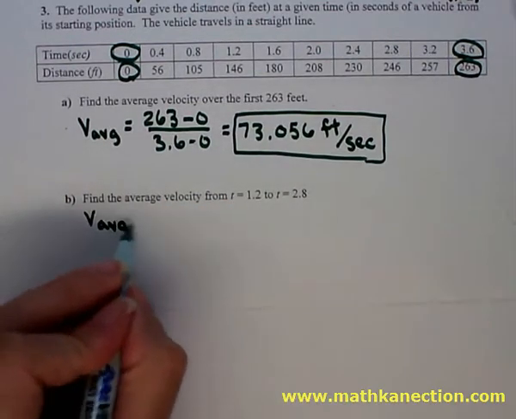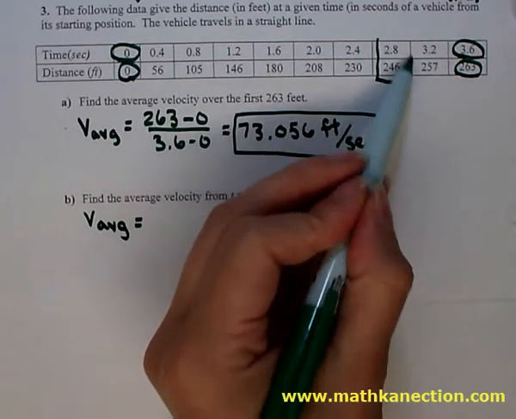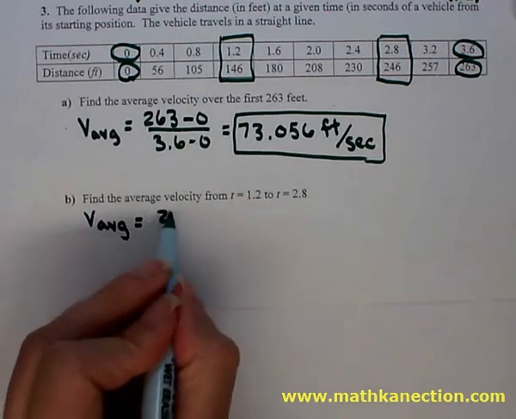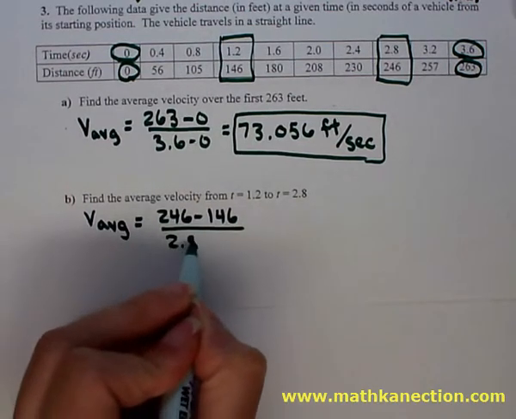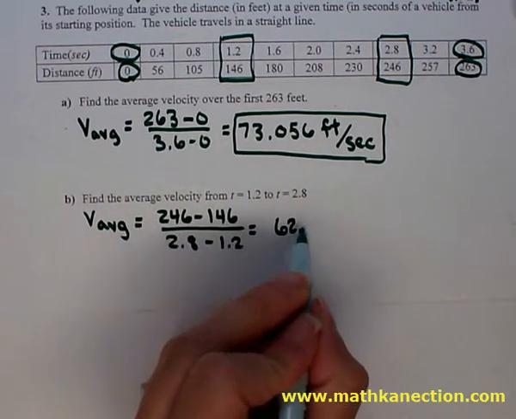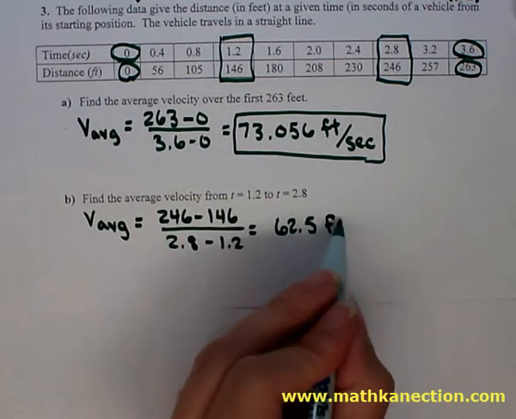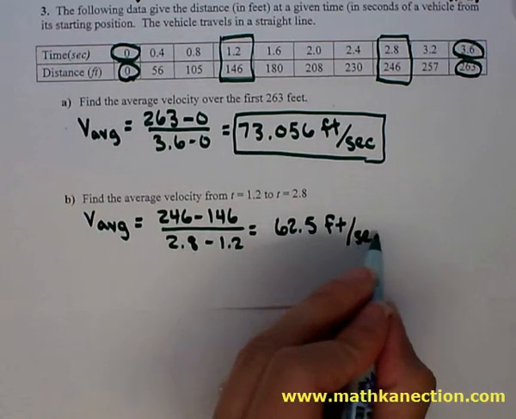Do the same kind of problem for the next. Finding the average velocity, this time using t = 2.8 and t = 1.2. So finding that information in the table, we use the change in distance, which is 246 minus 146, over the change in time, which is 2.8 minus 1.2. This calculates out to 62.5. Again, the numerator is measured in feet, and the denominator is measured in seconds, so our units are feet per second.